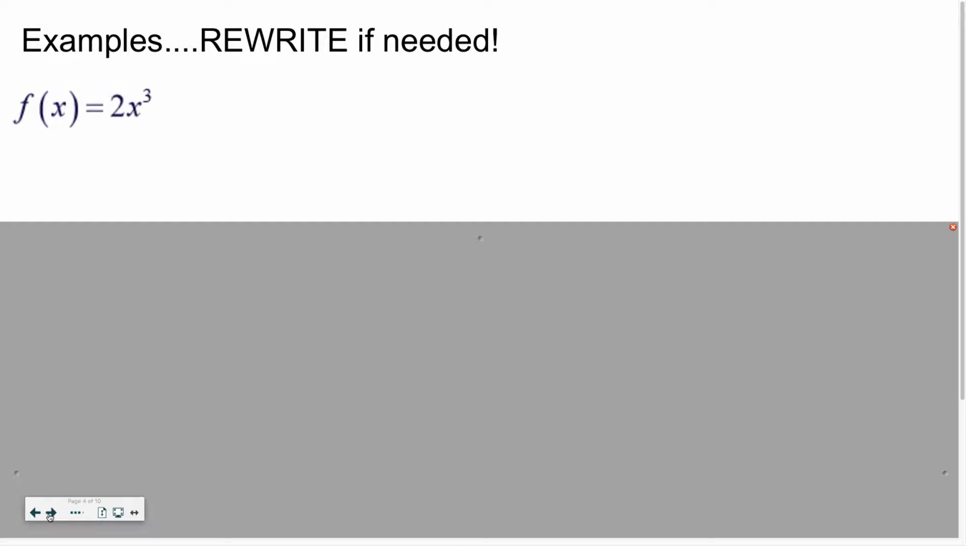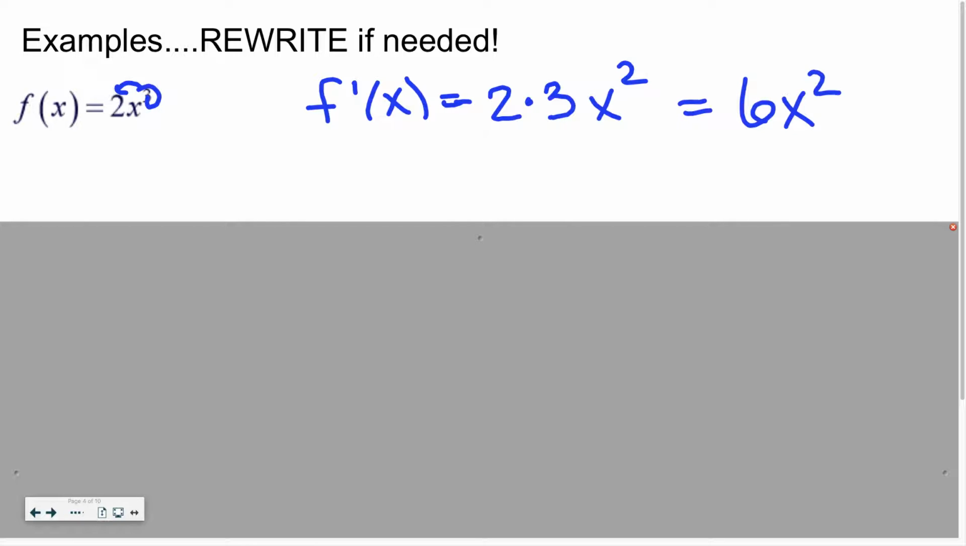So, it's going to take you longer to write this down than it is for you to think about the answer, in my opinion. Okay? If f of x equals 2x cubed, and I'm going to be kind of obnoxious right now, I'm going to write it out just so you can all visually see what's happening. We take our coefficient, we multiply it times the exponent that comes down, and then our exponent decreases by 1. So we have 6x squared.